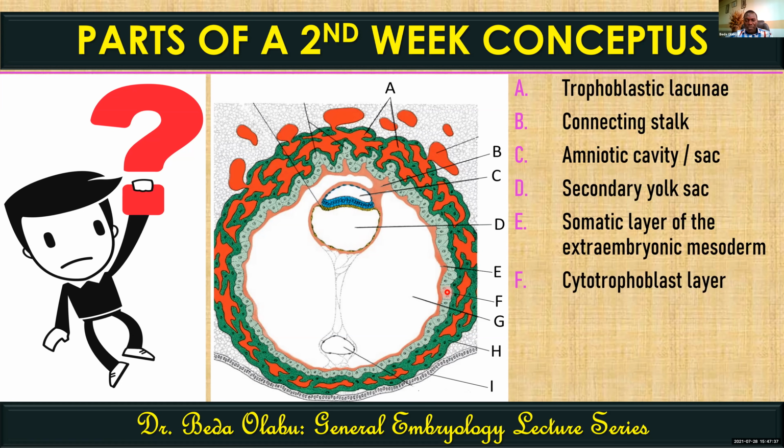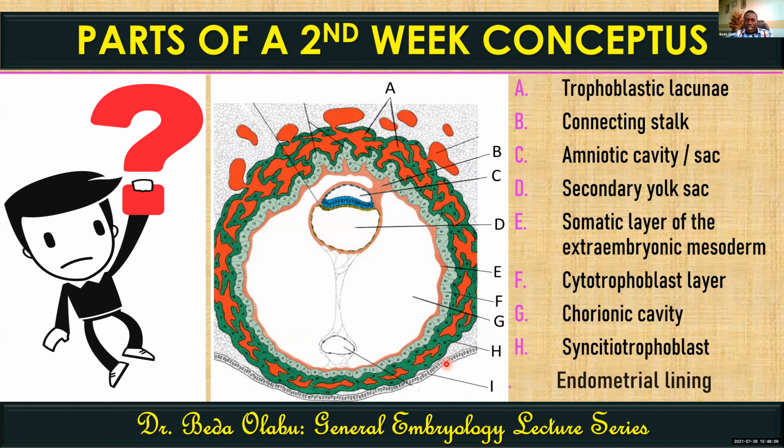Then structure F is the cytotrophoblast. G is the chorionic cavity. And I'm also interested in H, which we call the syncytiotrophoblast. In terms of timing, we can see two layers here. So the second week, and we can see that implantation is complete because structure I is the decidua or the endometrial lining. So in terms of timing, the end of the second week of development.